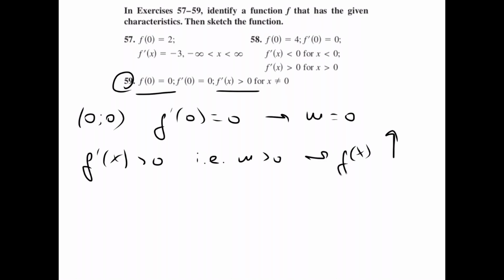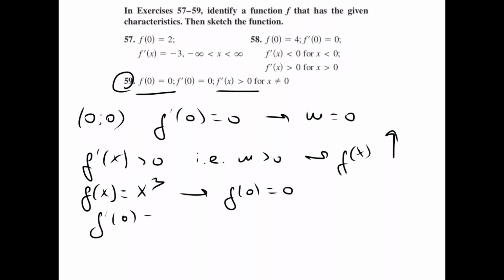For example, let's say f of x equals x cubed. Now let's check if this function really satisfies the criteria or not. So f of 0 is actually 0. Now f dash of 0 is 0. If I find the derivative of this function, it's f dash of x equals 3x squared, and if I substitute the value of x, I will get 0.